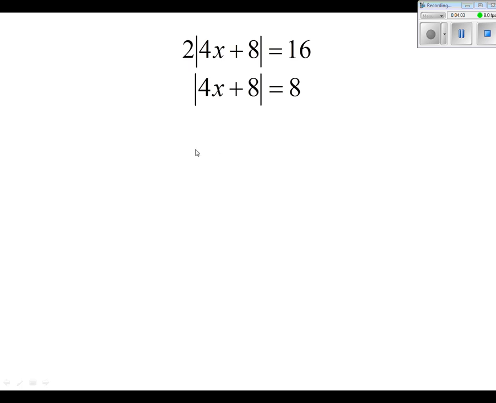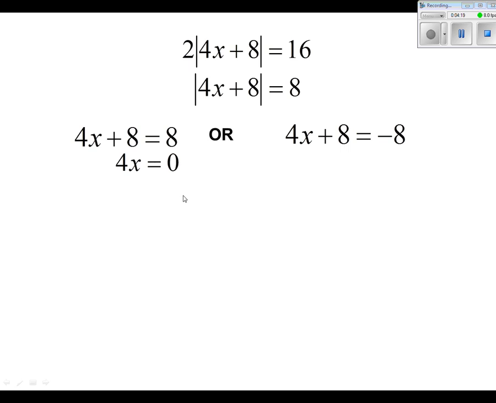Now you're ready to split it into the two parts to solve for x. So 4x plus 8 is equal to 8, or 4x plus 8 is equal to negative 8. Now let's solve each one. So the opposite of adding 8 is subtracting. So 4x is equal to 0. I divide both sides by 4, and x is equal to 0.